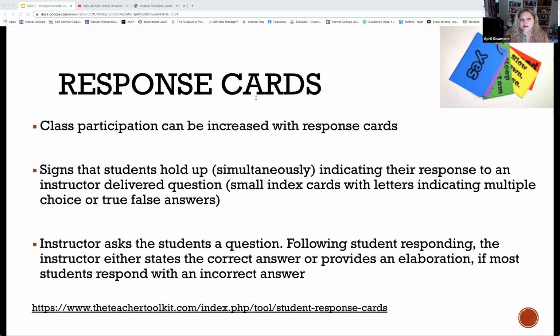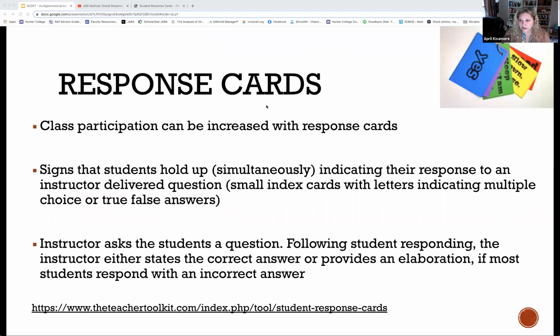So I have them do this, and then following student responding on the response cards, what you do is you ask a question, right? Students respond, they hold up their card, and then you can tell what the correct answer is. And this gives you, as the professor, an opportunity to elaborate. If you see that most of the class missed something, then maybe you need to go back and talk about it a little bit more so that students feel more comfortable with that material.